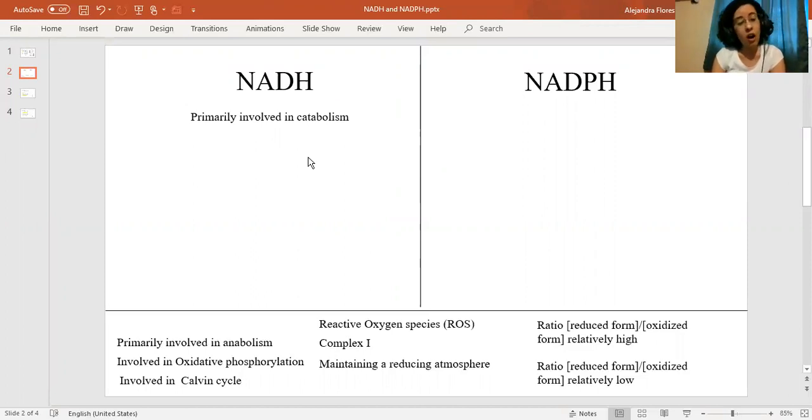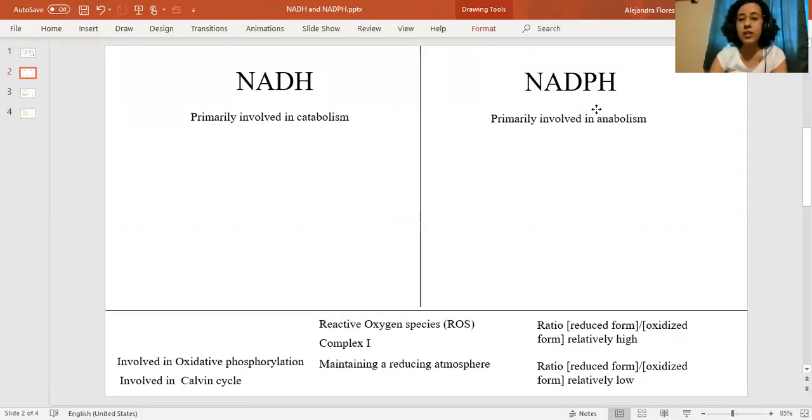If we see the other side of the spectrum, we have primarily involved in anabolism. That's NADPH. If catabolism is the breaking down of big molecules to yield energy, anabolism is the opposite. Instead of breaking down, it's going to build up big molecules. So you're going to need energy to do that.